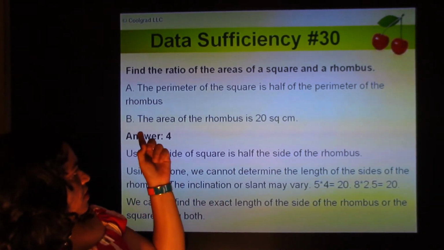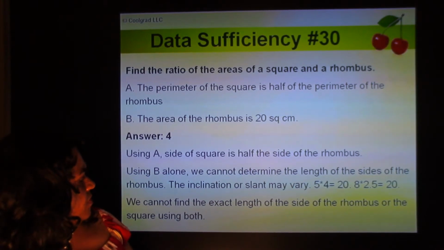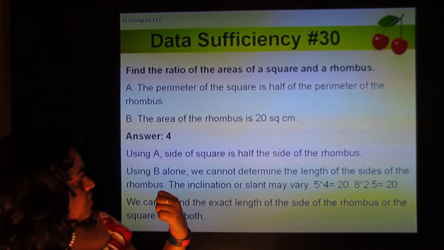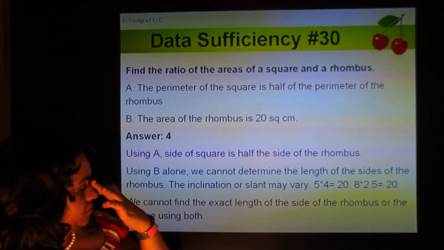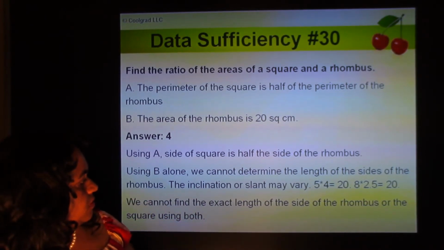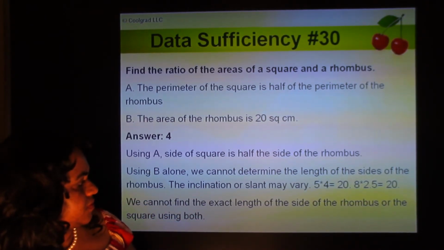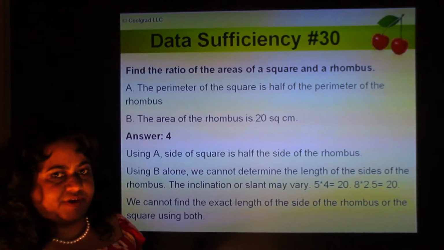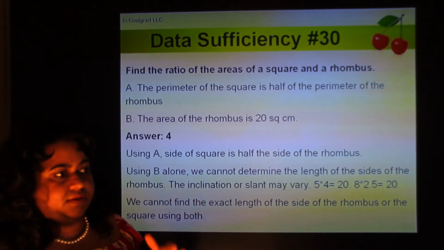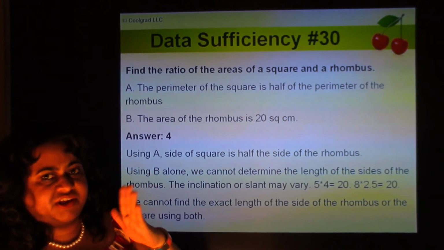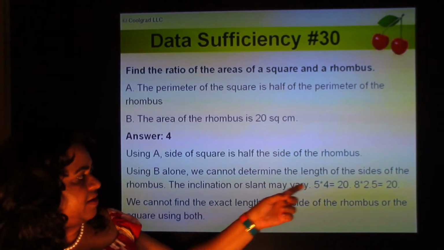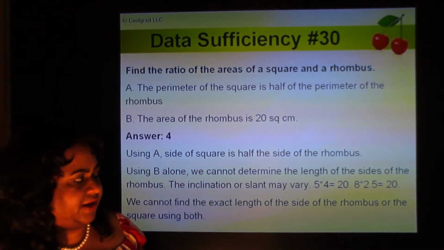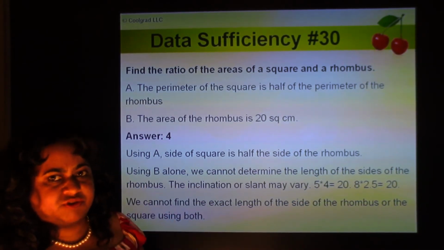Using B alone, the area of the rhombus is 20 square centimeters. We cannot determine the length of the sides of the rhombus. What it means is we can't determine the inclination of the slant. So suppose the side is like 5 centimeters and the angle is different. The angle might be 60 degrees or 30 degrees and the height might be different. So 5 times 4 is 20 and the area will still be 20. If the height was 4 and the base was 5, it would still be 20. If the base was 8 and the height was 2.5, it would still be 20.